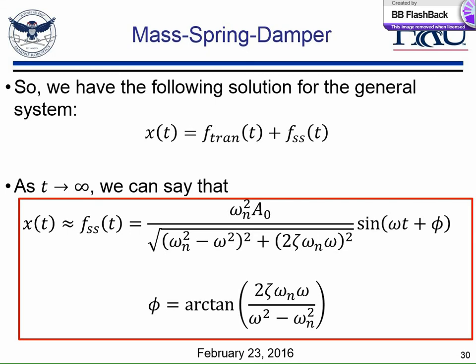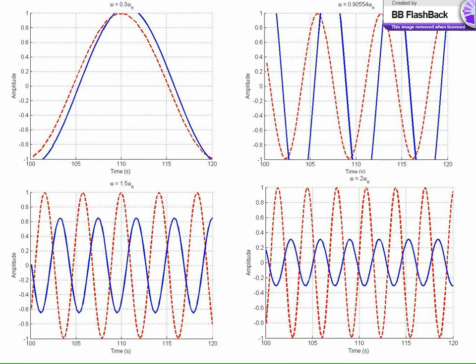But not only do we have a change in magnitude because of omega, right? Because this is going to change your magnitude depending on what our driving frequency is. We also have a change in phase response. So there's going to be a phase response associated with the inverse tangent of our system. So let's simulate this out. In the red, we have our input. In the blue, we have our output.